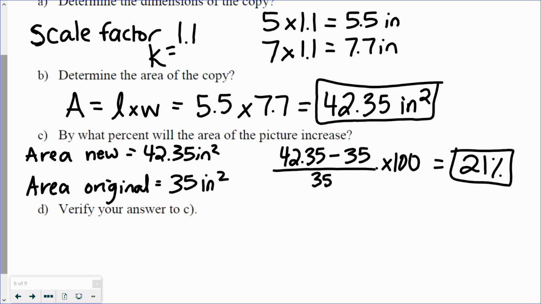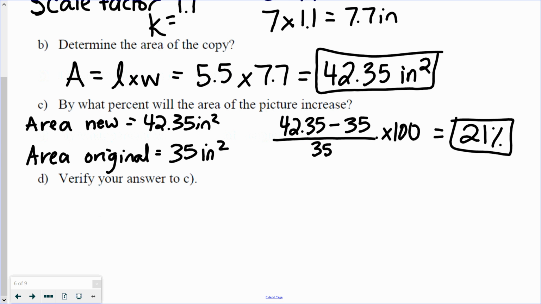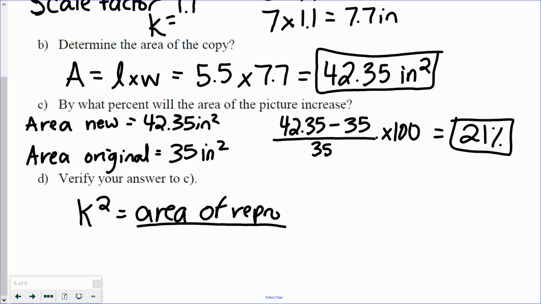What D is saying, verify your answer to C, using that second formula that you have at the top of your paper. So K squared equals the area of the reproduction divided by the area of original. I could be less lazy and write the whole words.